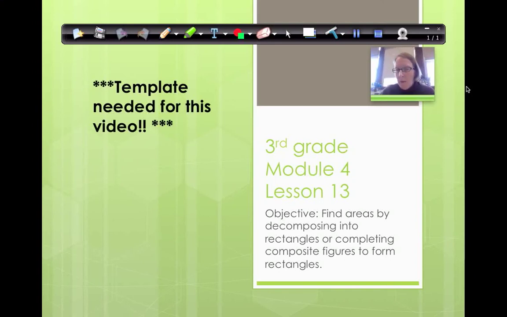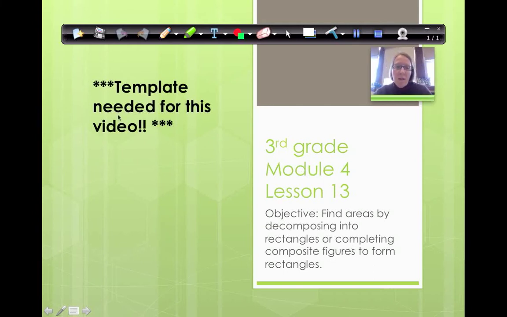Hello everybody, today we're going to do Module 4, Lesson 13, and our objective is that we're going to find areas by decomposing, or taking apart, into rectangles or completing composite figures to form rectangles. So we're going to take them apart or we're going to put them back together. Composite means putting them together.